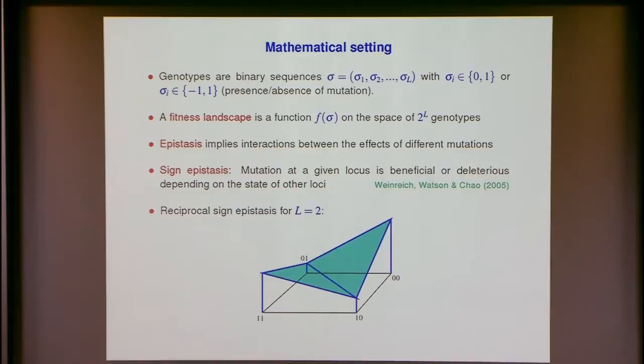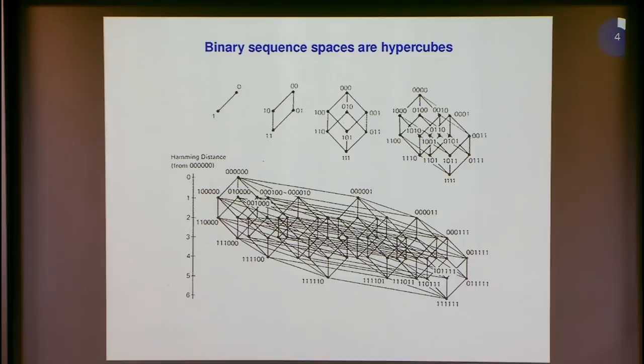And since this is true for both loci, this is called reciprocal sign epistasis. And what you can see is that reciprocal sign epistasis gives rise to multi-peaked fitness landscapes, which is not a theorem, but I'll mention that a little bit later. So sign epistasis gives rise to ruggedness of fitness landscapes, and that's the reason why it's important. So this is just again emphasizing that the space that we're looking at is this hypercube, and this is what these hypercubes look like as you increase the number of dimensions.